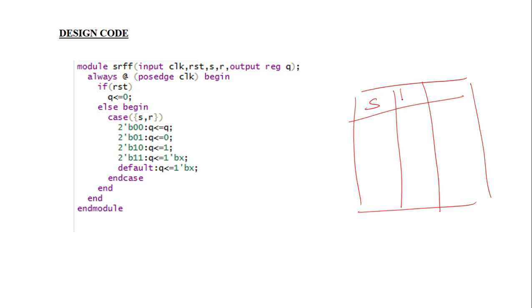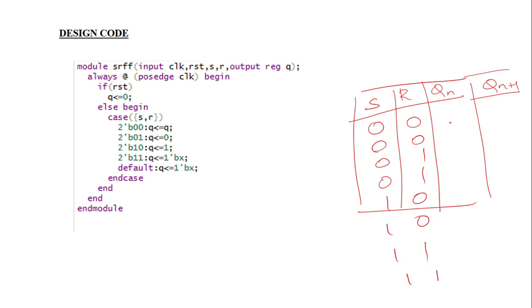So this is our S, R and Q, and this is our next state. So it is our Q and it is our next state: present state, next state. The 0 0 combination: 0 0 0, 0 0 1, 0 1 0, 0 1 1, 1 0 0. This is our truth table, or functional table, of the SR flip-flop.